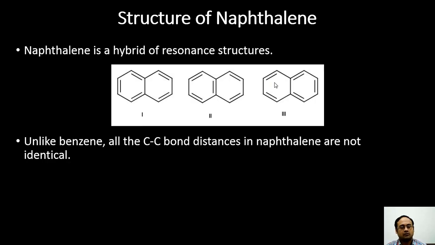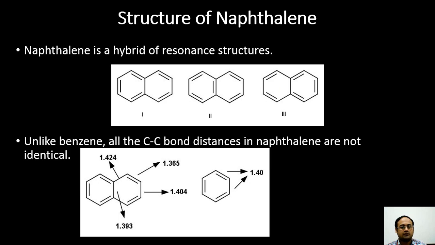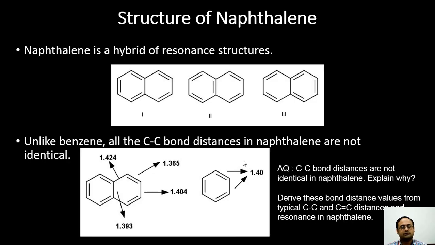Unlike benzene, all the carbon-carbon bond distances in naphthalene are not identical. Here you will find that some bonds are shorter and some bonds are slightly longer than the others, whereas in benzene all bonds have the same bond distance of 1.4 angstrom. Can you explain this fact and derive these bond distances from the typical single and carbon-carbon double bond distances, and the fact that these three resonance structures contribute to the actual structure of naphthalene? We will discuss more on this in the classroom.